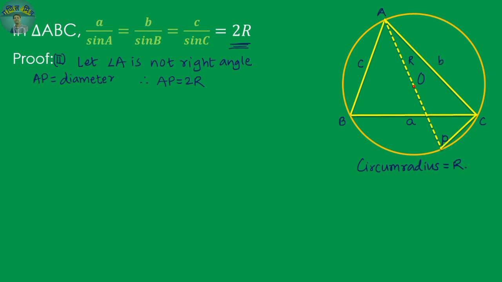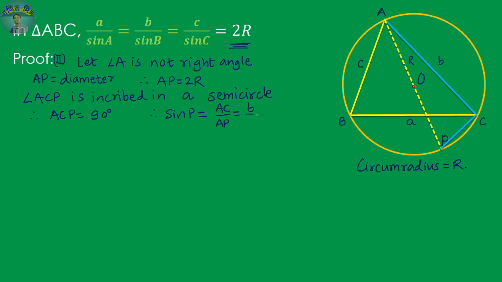So for that I'm going to draw line CP and consider this angle ACP. Okay, which angle? Angle ACP. So this is the angle inscribed in a semicircle, and therefore angle ACP is equal to 90 degree. So we can write the value of sine P. So what is the sine P in this case? Sine P is opposite upon hypotenuse, that is AC divided by AP. So we can write this is equal to AC is side B, and what is AP? AP is diameter, which is nothing but 2R. So you can say sine P is equal to B upon 2R.